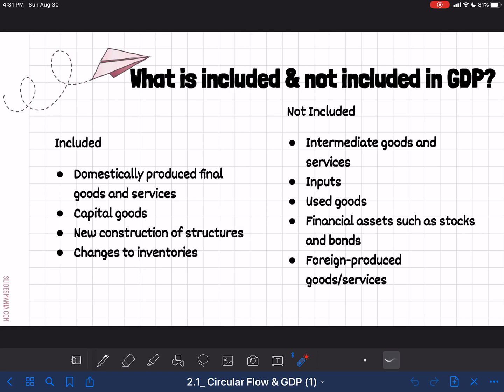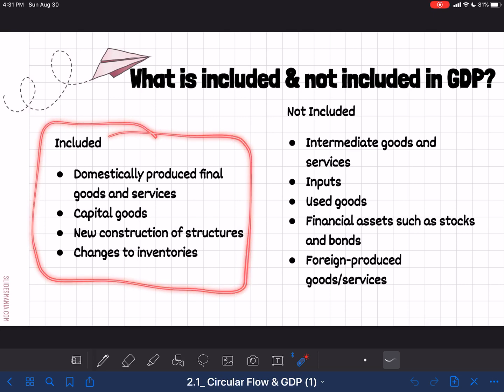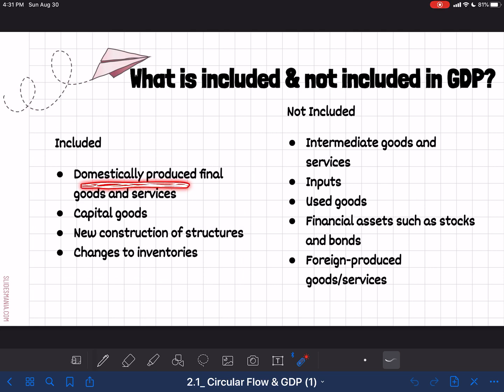So that leaves us with a pretty limited list of things that we can include in GDP. So anything that is domestically produced and is the final good or service, we do get to count in gross domestic product. Any capital good production, so any machinery or factory equipment, we get to count in gross domestic product. We get to count the construction of new structures. So if we're adding an addition onto a house, if we are replacing a building, we get to count all of that construction. And we also get to count any changes to inventories in gross domestic product.